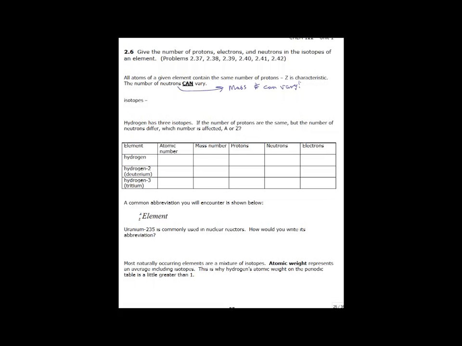So isotopes have identical atomic numbers, but different mass numbers. So for instance, hydrogen has 3 isotopes. So the number of protons are all the same in these isotopes.